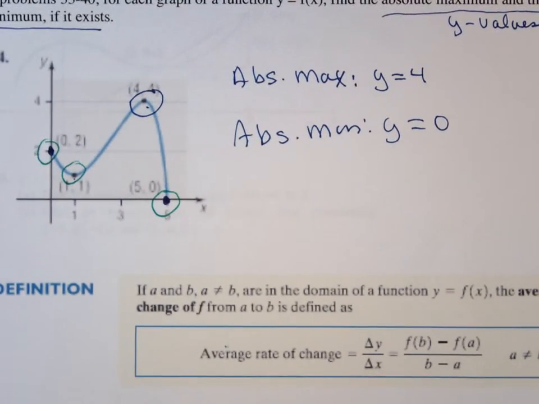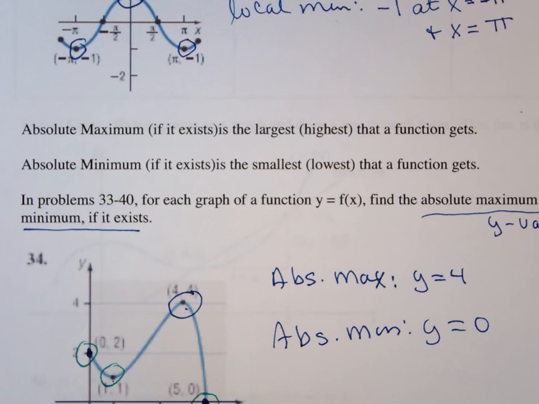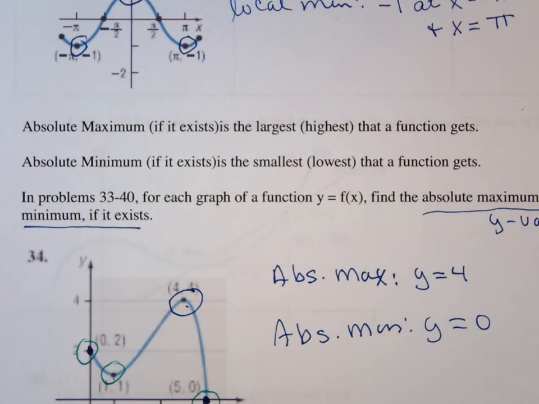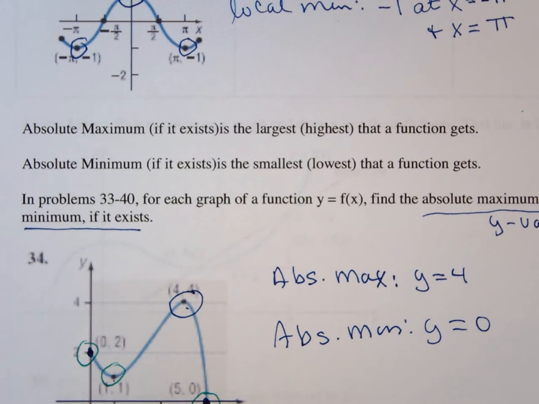Here's the big, yes. Did you write absolute max and absolute min the same way you do local min and local max? Yeah, except for the fact that absolute says you're going to look at all the locals and who is the biggest of all the locals, or who is the smallest of all the locals. Right. Yes? When they ask for local, will they usually give just a domain? Yes.